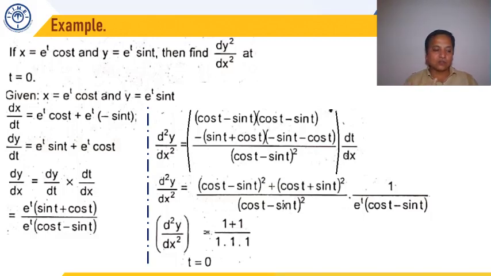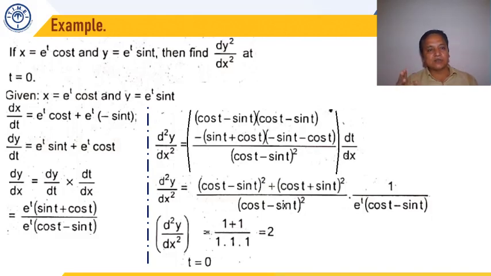e to the power 0 is also 1. And cos 0 minus sin 0 is again 1. So in the numerator we have 1 plus 1, in the denominator we have 1 multiplied by 1 multiplied by 1, which simply reduces to a value of 2. So we get our answer.